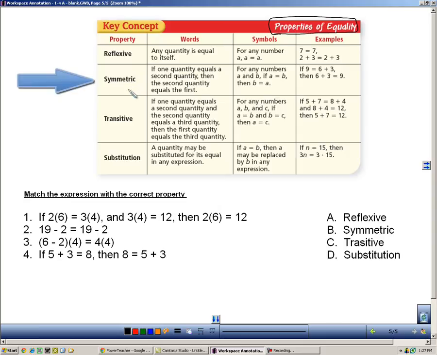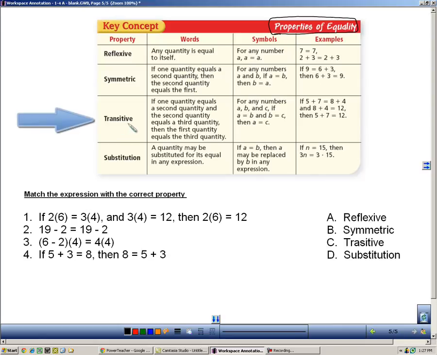Second one is called the symmetric property. It's not quite as easy as the reflexive property, but it's very close. It says if you start with something like a 9 in this case, it has to equal 6 plus 3, because 6 plus 3 is also equal to 9. And it also says that you can flip those around and make it 6 plus 3 equals 9. So in other words, the order in which you write an equation doesn't matter. Both sides are still symmetric.